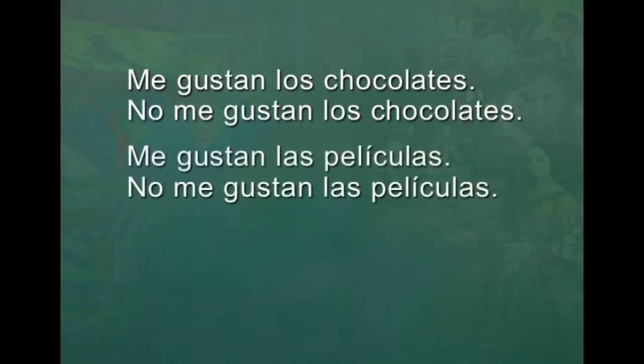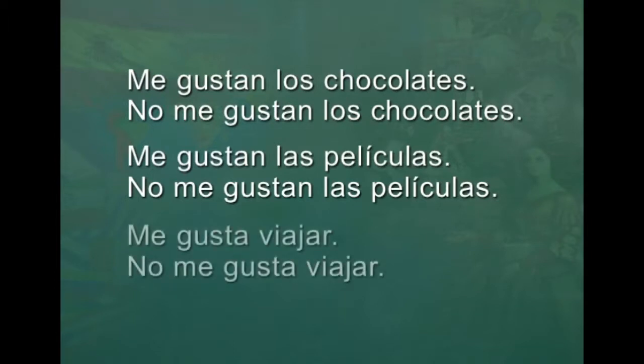Me gustan las películas españolas. No me gustan las películas españolas. Me gusta viajar. No me gusta viajar. Ojo, that is, be careful. We learnt a new thing. Ojo, the no for negation has to come before the object pronoun. So, we say no me gusta viajar.